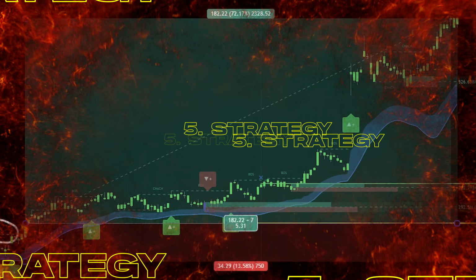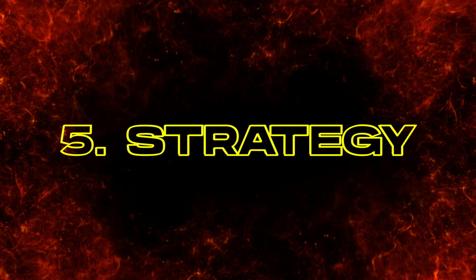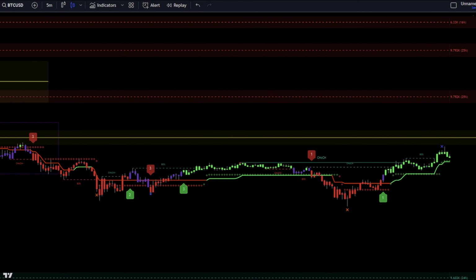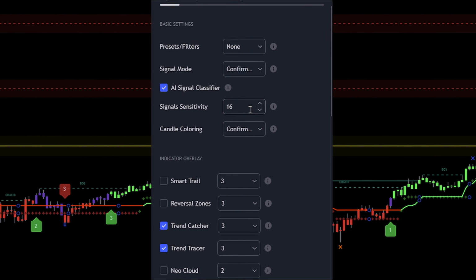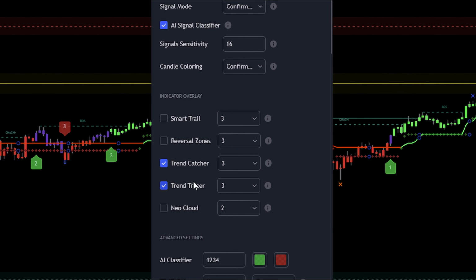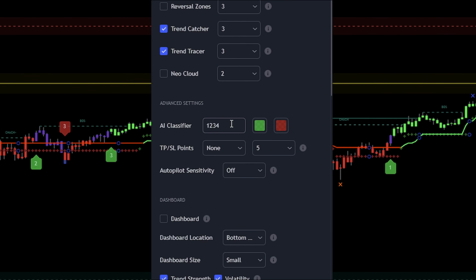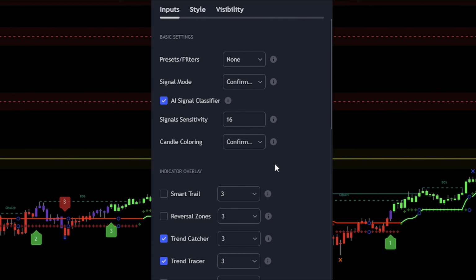Now for the grand finale, another powerful way to master price action. First up, let's open the signals and overlay settings. Here, the AI signal classifier is enabled, sensitivity set to 16, and both the trend catcher and trend tracer are activated. The AI classifier is set to 1 to 4. The approach zeroes in on confirmation and exits for signal mode, covering all the bases needed.